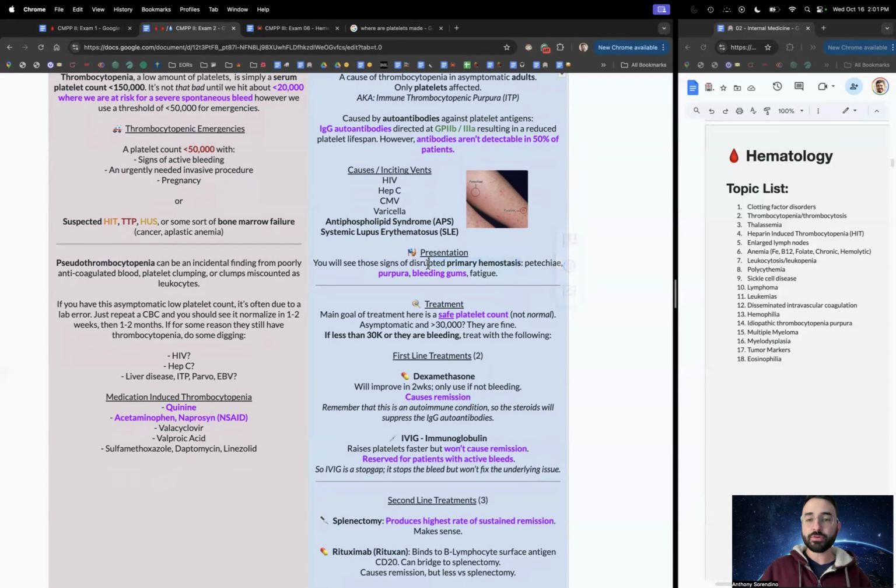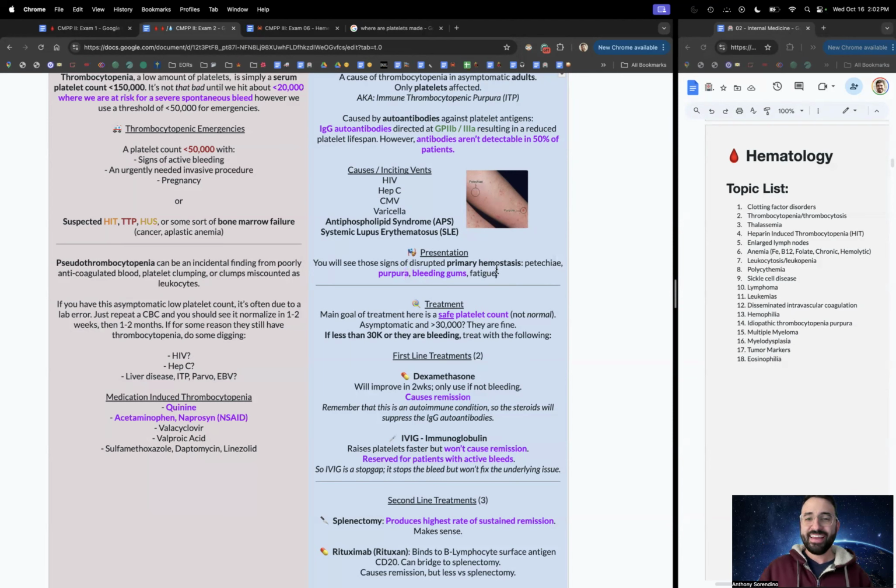So what is primary hemostasis? That's your platelets. So this is more like superficial stuff. Secondary hemostasis would be more like joint bleeds and muscle bleeds, deeper things. And we'll talk about that when we talk about hemophilia. But this is just platelets. So it's bleeding gums, it's purpura, and here's your petechiae.